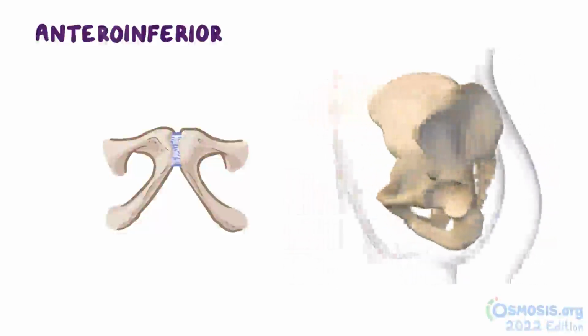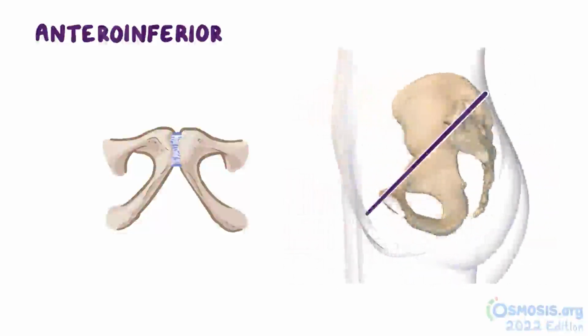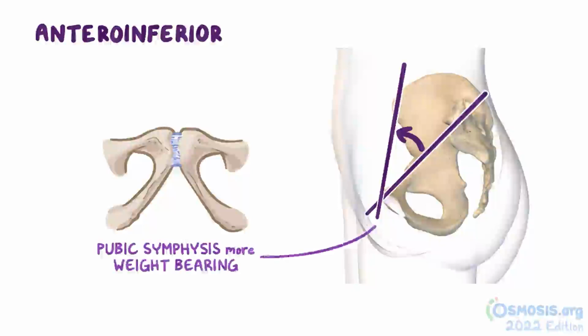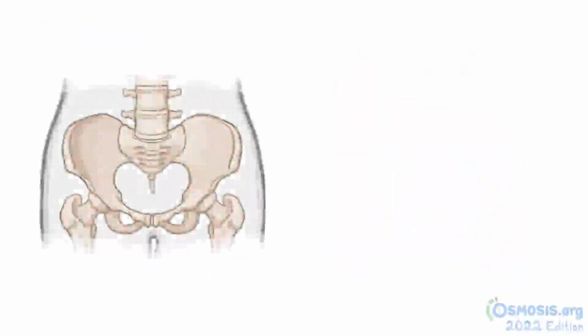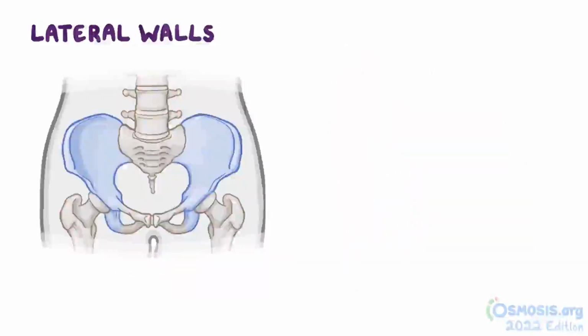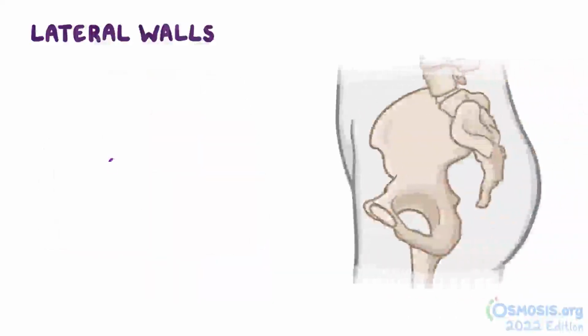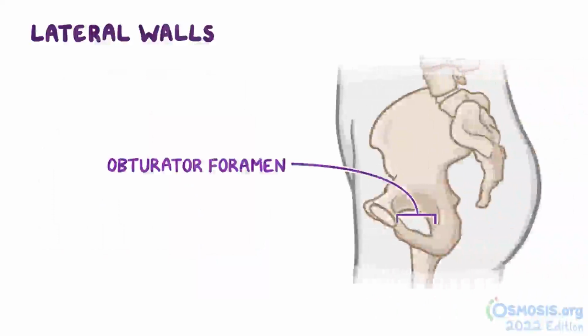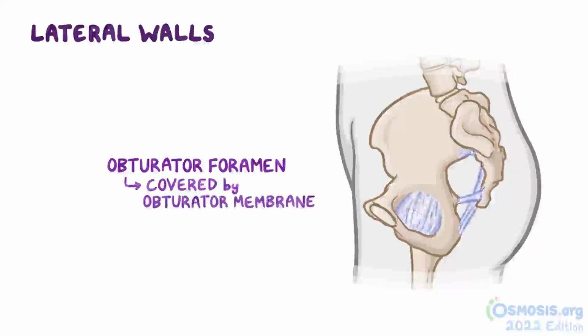Now, in an anatomical position, the pelvis is tilted in the anterior-posterior plane, making the pubic bones and pubic symphysis act more like a weight-bearing floor than an anterior wall. The lateral walls of the pelvic cavity are formed by the right and left hip bones. Each hip bone has an inferior opening called the obturator foramen, which is formed by the pubis and the ischium. The foramen is partially covered by a membrane called the obturator membrane.